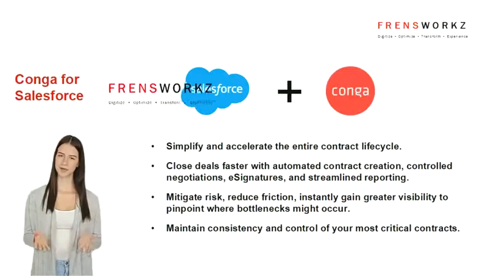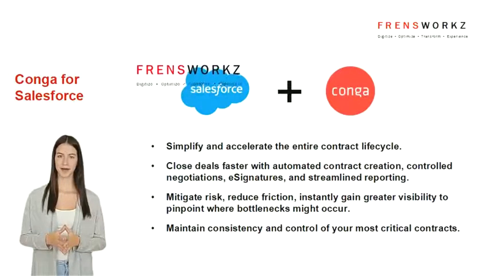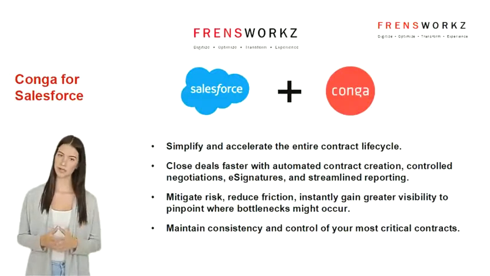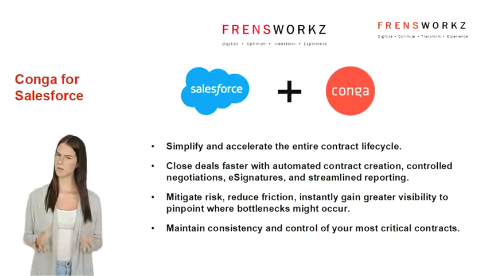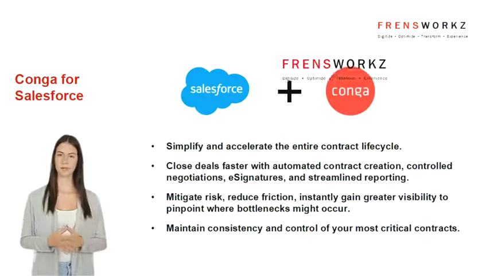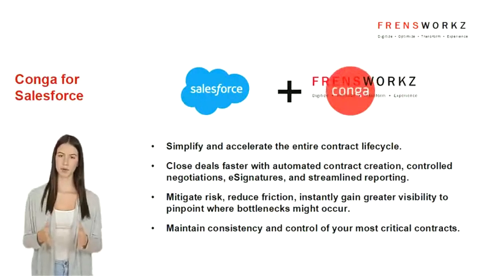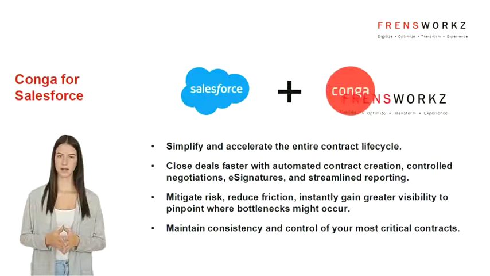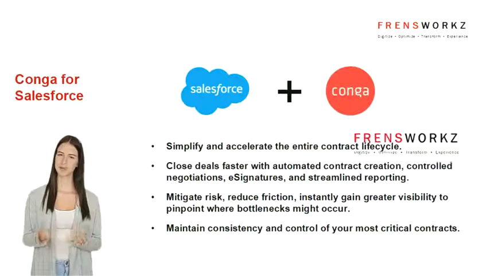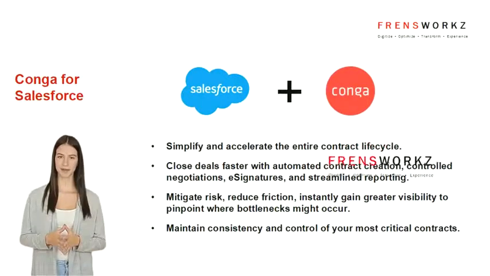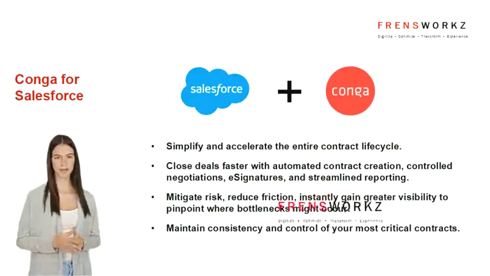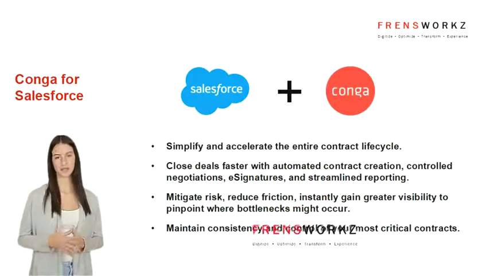CLM automation helps you move at lightning speed throughout each step of the contract lifecycle. By integrating Conga to your Salesforce instance, your business can simplify and accelerate the entire contract lifecycle. Close deals faster with automated contract creation, controlled negotiations, e-signatures, and streamlined reporting. Mitigate risk, reduce friction, instantly gain greater visibility to pinpoint where bottlenecks might occur. Maintain consistency and control of your most critical contracts.